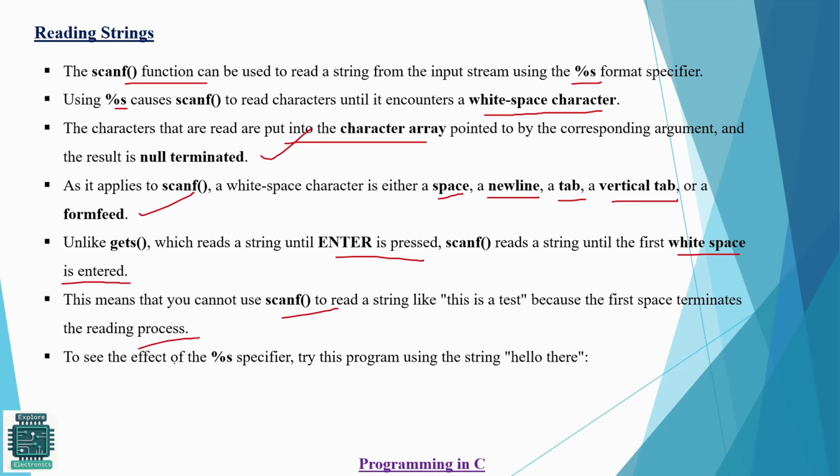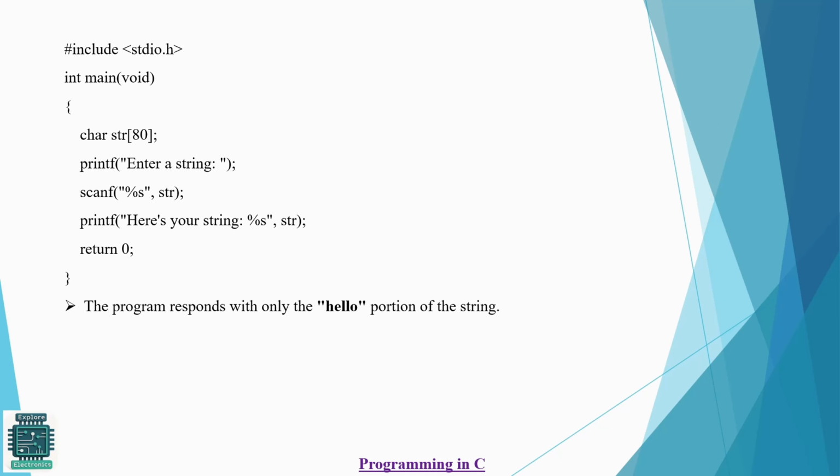To see the effect of the %s specifier, try the program using the string "hello there". Now let us understand with an example. Here you can see the program. Here I have declared the string value and the size is 80. Enter a string. scanf("%s", str) returns 0. The program responds with only the "hello" portion of the string. Why? Because as soon as the next character, the white space character, comes, it stops the program there, and we will get only "hello" as output.